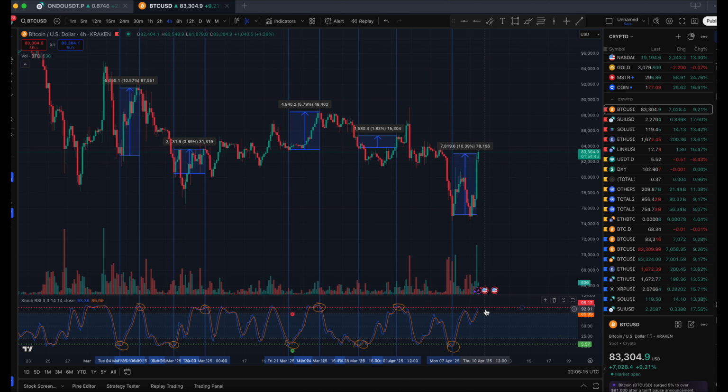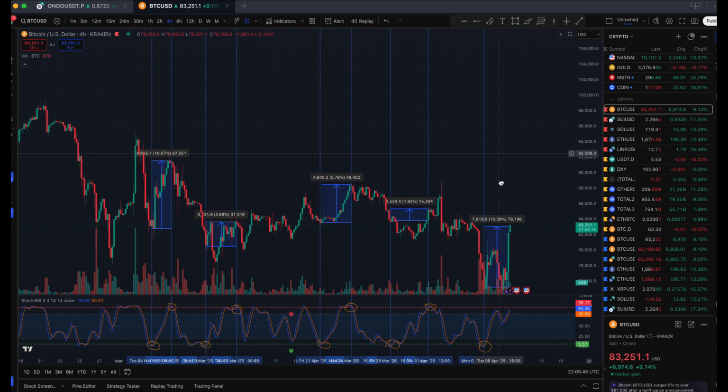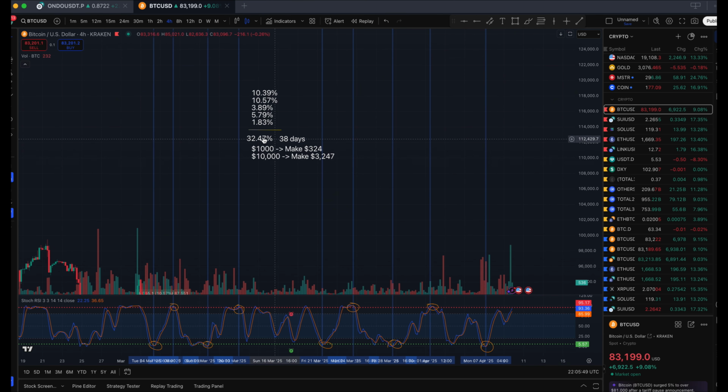Now a bonus tip is if you pair this with basic support and resistance or trendline zones, your accuracy skyrockets. So we're not trying to catch every move, we're just trying to catch the best ones and let probability play out. But if you would have taken these 1, 2, 3, 4, 5 trades in roughly 38 days, you would have made 32.47%. If you would have started with $1,000, you would have made $324, and if you would have started with $10,000, you would have made $3,247.